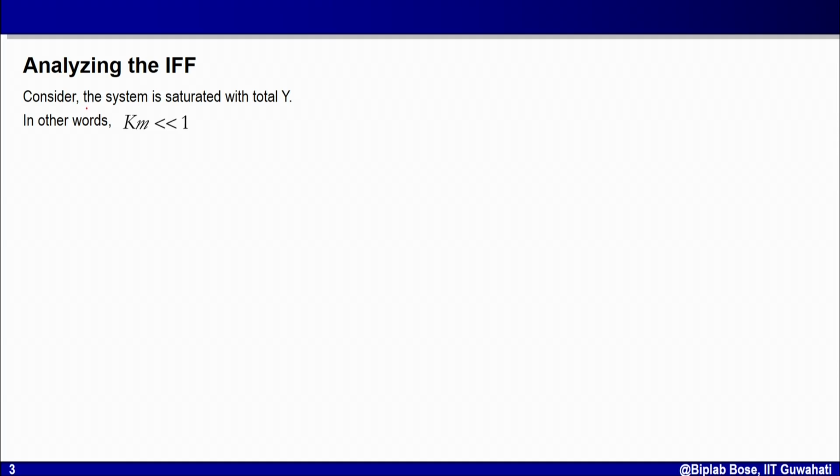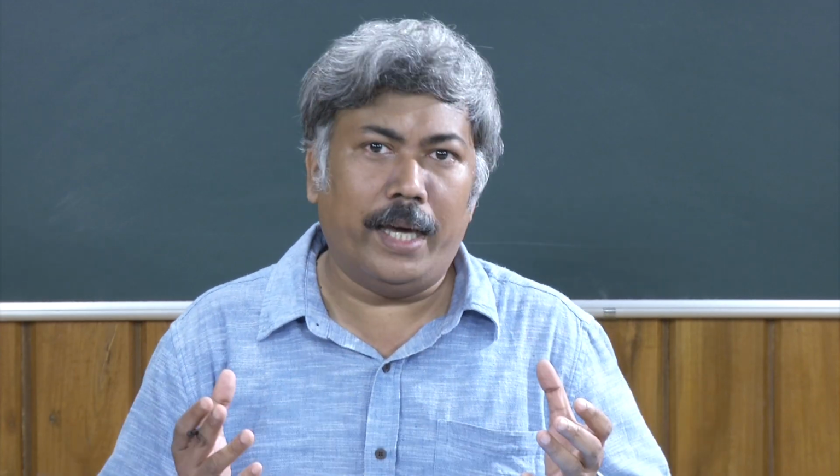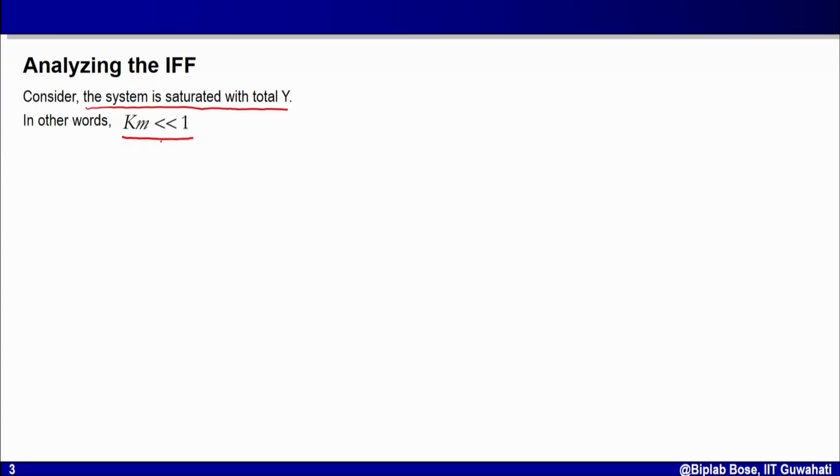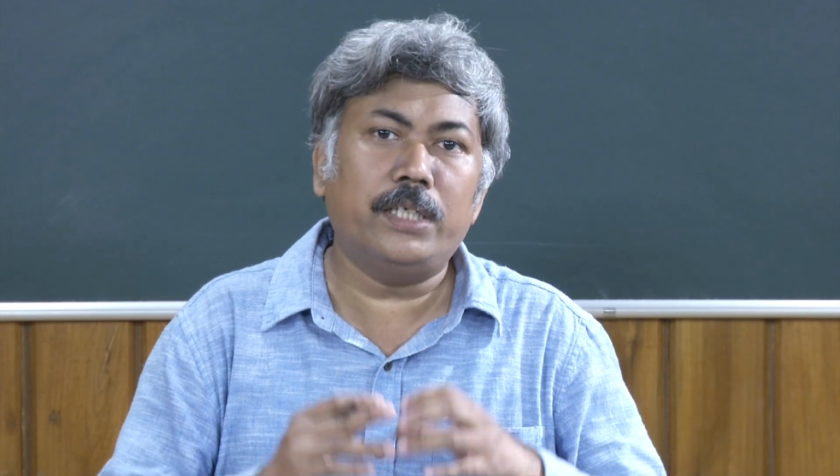Now before I go into y nullclines, let us make an assumption. Let us consider the system is saturated with total y, that is, inactive and active y. So I am considering the amount of y, both inactive and active mixed together, is huge, so that the Km is much less than 1. Remember, 1 is the total amount of y, right? Total y, for me, is equal to 1, and that is made up of both inactive and active y. So I am considering the system is completely saturated with y.